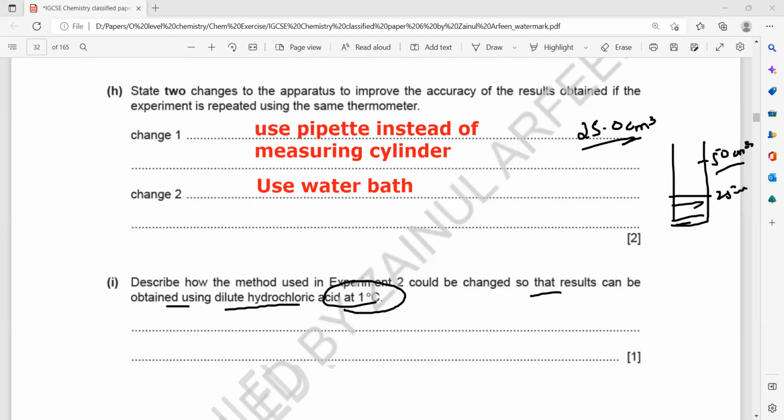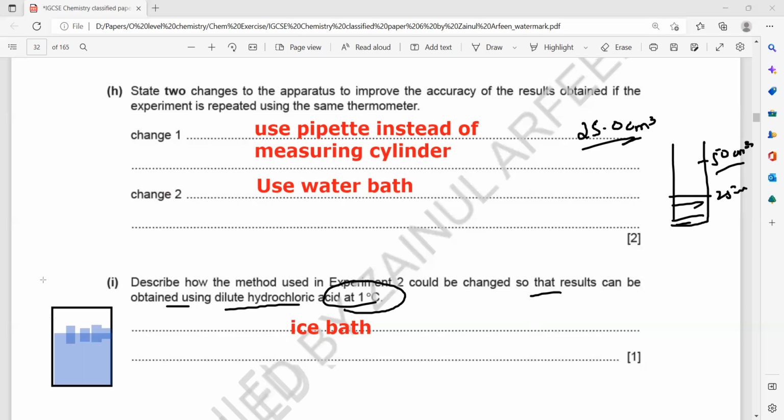So we'll use cold water, or we can use the boiling tube in an ice bath. If you want to increase the temperature, or maintain a high temperature, it's a water bath. But if you want to maintain a low temperature, then it is an ice bath. An ice bath is a container filled with water and ice cubes.